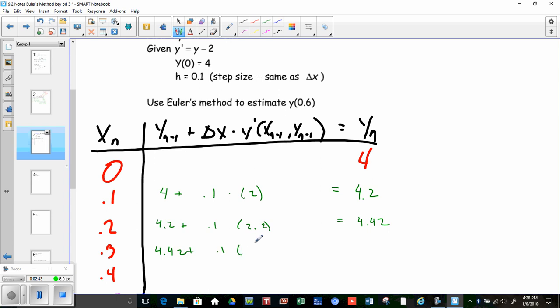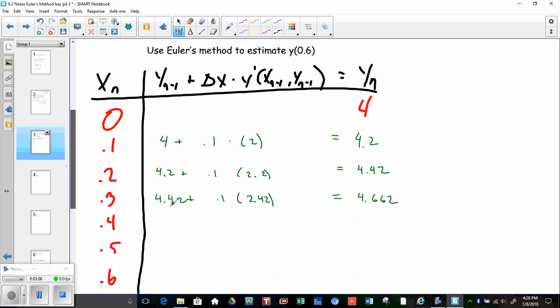Bring down the y, 4.42 times 0.1. Evaluating this at 4.42 gives us 2.42. And that's 0.242 added to this is going to be 4.662. Okay, bring down the previous y, 4.662 plus 0.1. Plugging that in, subtracting 2 from that gives you 2.662. This is going to be 0.2662 added to this.